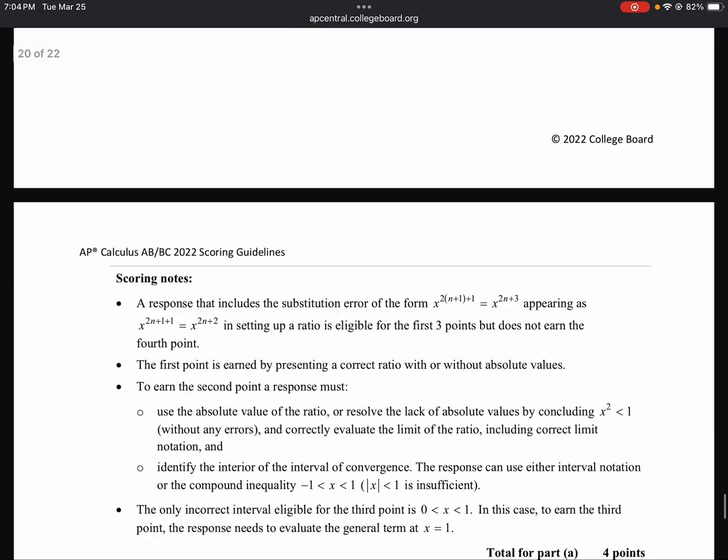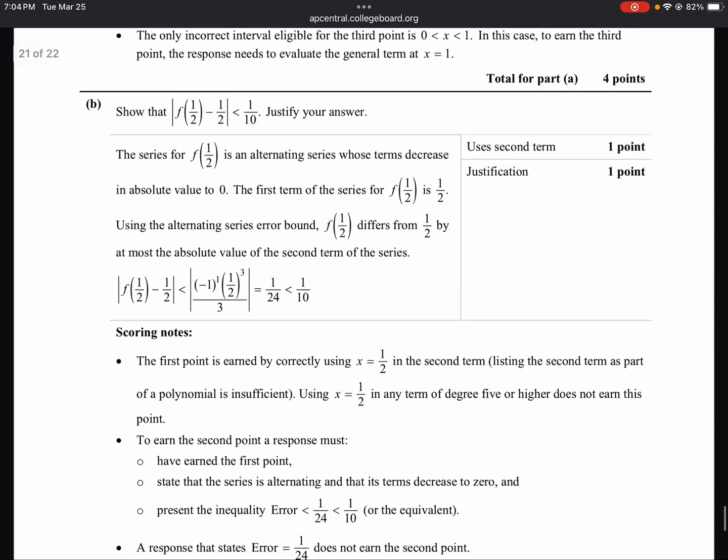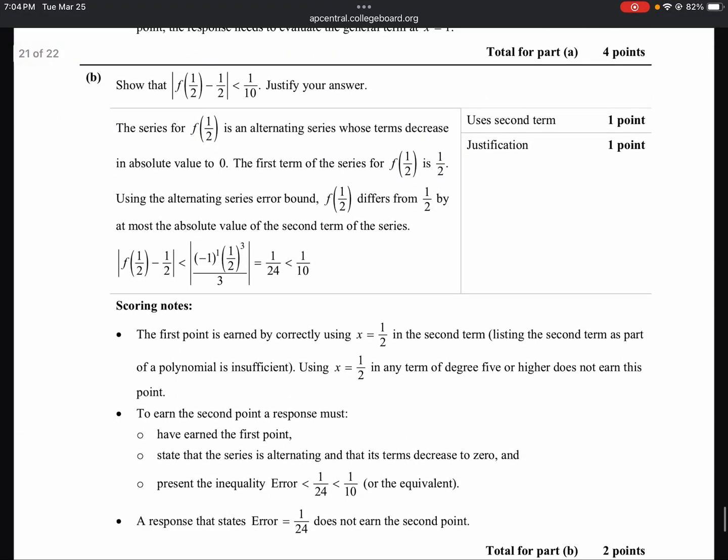Let's go ahead and take a look at the key. The first point is earned for correctly using x equals 1/2 in the second term. Listing the second term as part of a polynomial is insufficient. So not quite enough. That's okay. Using 1/2 in any term of degree 5 or higher does not earn this point, which I didn't do.